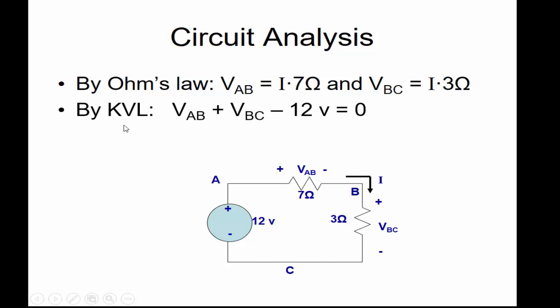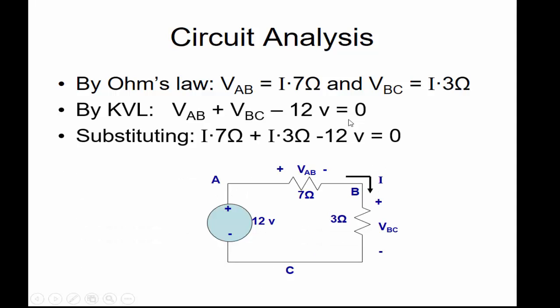Now by KVL, we know that we can travel around this loop. If we travel around the loop, we start with a positive, so this is VAB. And when we reach here, this is plus VBC and this is minus 12, equal to 0. Now we can substitute the respective values. We've got I times 7 ohms plus I times 3 ohms minus 12 is equal to 0. Now we can solve for I and find that the current is 1.2 amps.